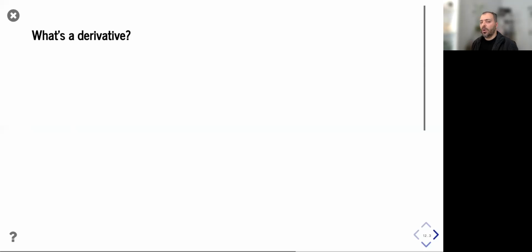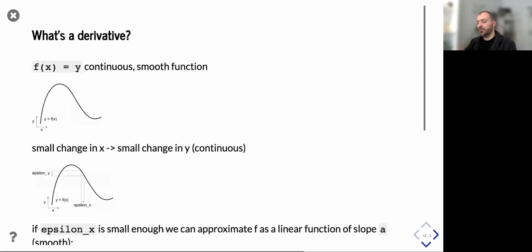Now, let's see how this is done. But before we understand how the gradient works, we have to understand another notion, which is the derivative. And this is very, very important because it's actually very powerful. And we are happy to have this, and we have it already implemented. So let's say we have a function f of x equals y, okay? And it's continuous and smooth. We already said that we need these two.